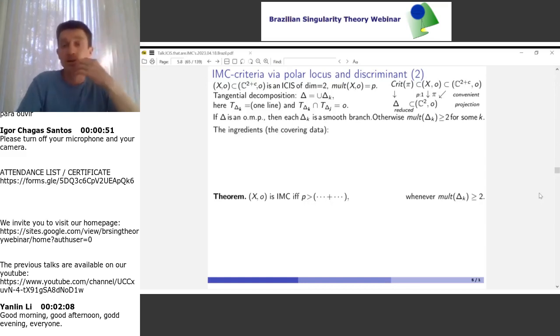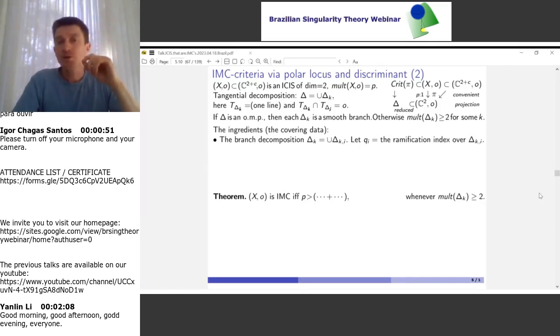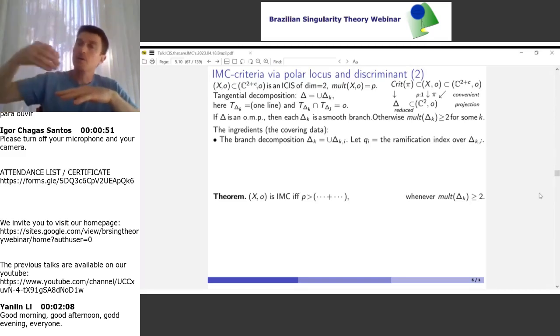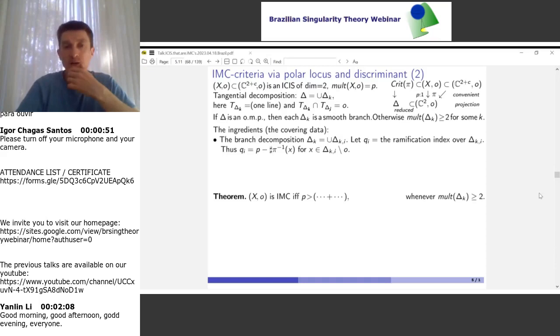So here are the ingredients. This is the covering data. First of all, let's take the branch decomposition. You take delta k. It has just one tangent line, but it could be reducible. So split it now into irreducible components. For each irreducible component, we have the total ramification index of the covering, denoted by qi. We take some point of the irreducible component delta ki, count all the points over it, and see what the ramification is. So here is the exact precise formula. qi is p, the degree of the covering, minus the number of the preimages set theoretically. This is the total ramification of the covering.